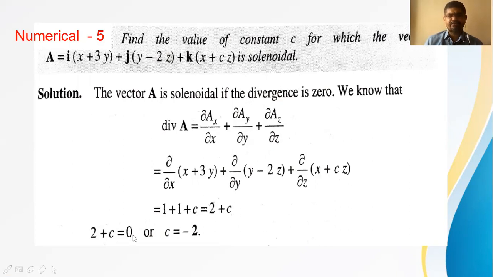This value will be 0. Therefore, 2 plus c equals 0. This is the condition for a solenoidal vector. If the divergence of a vector is 0, that vector is called solenoidal. Therefore, the divergence 2 plus c is equated to 0 here, so c equals −2. In this way, we calculated the value of c.